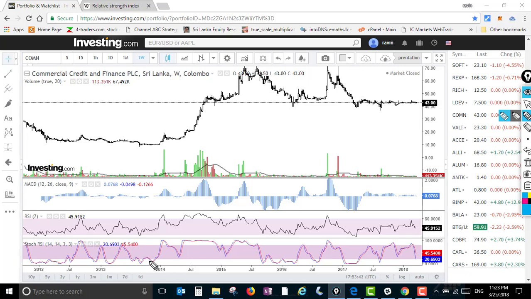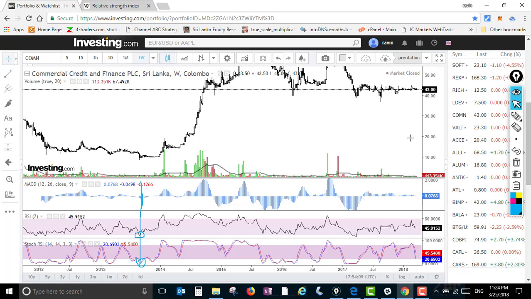If I'm taking this place, here you can see it has given us an oversold area in stochastic RSI and RSI. Those are oversold, and MACD is also in the middle. So based on those three indicators, we can enter a buy trade by looking at the price patterns as well. So here you can enter this area. So you enter the trade.